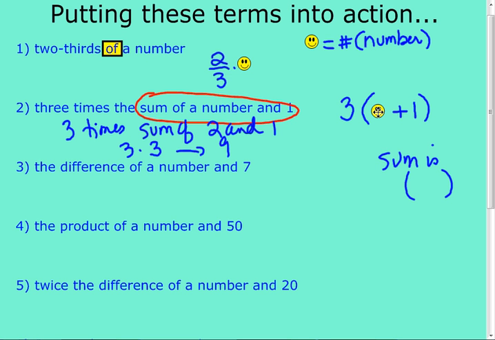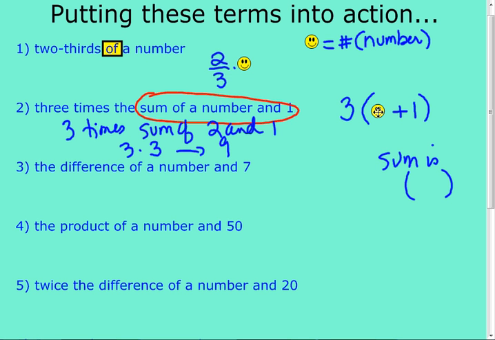So 3, what about the next one? Difference. What's the difference mean? Oh, you guys say it all the time. What's the difference? Subtract. So you need to try. Remember? We can't say, we're not going to say I can't. We're going to say I will try. Yeah, try it.